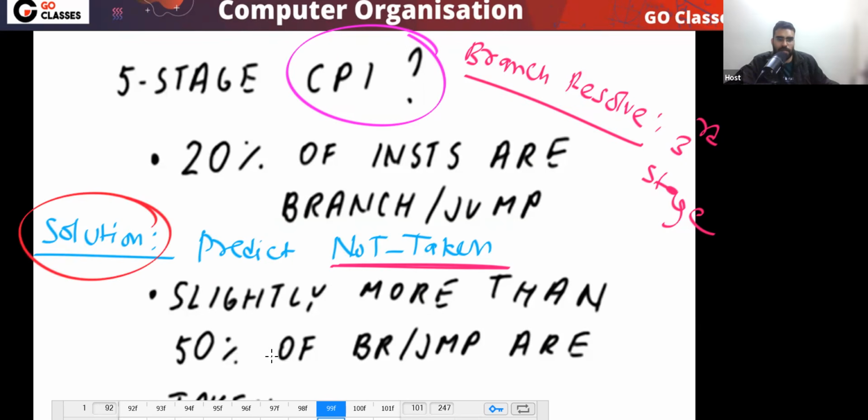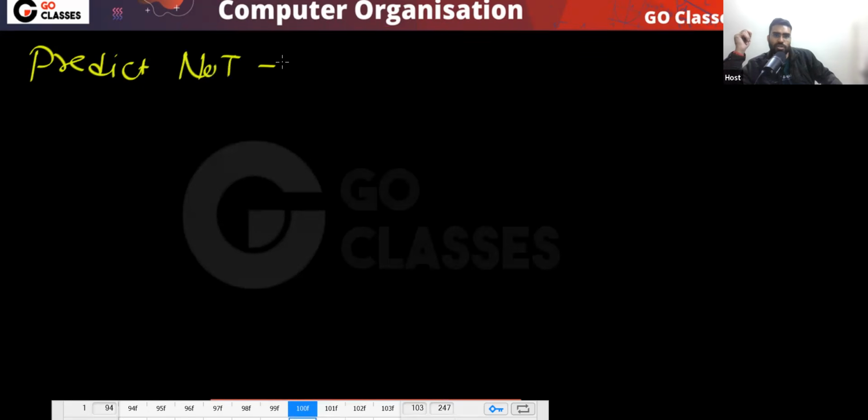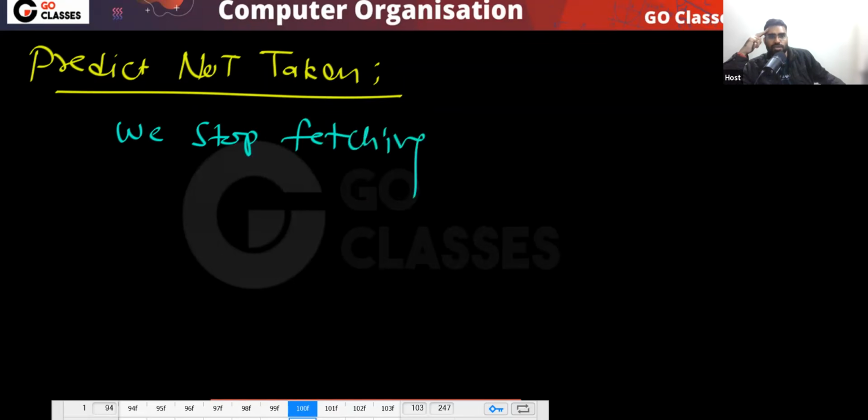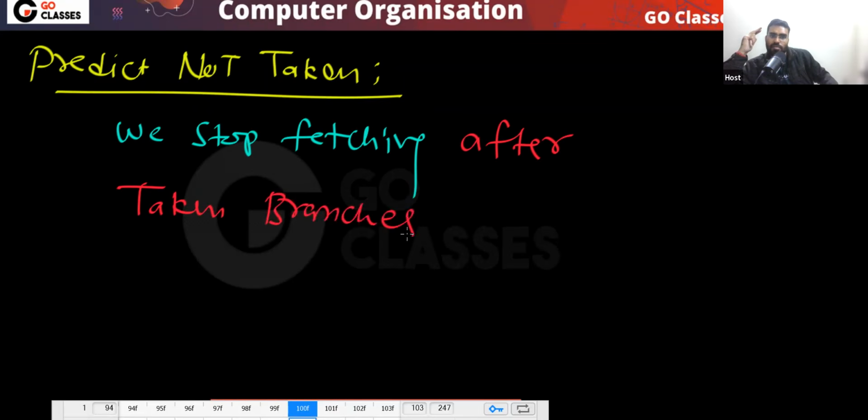In this solution, what will happen? This predict not taken solution, can I write it in another way? Just tell me a simple point. Can I say that in predict not taken, we stop fetching after taken branches? Do you agree with me that this is equal?